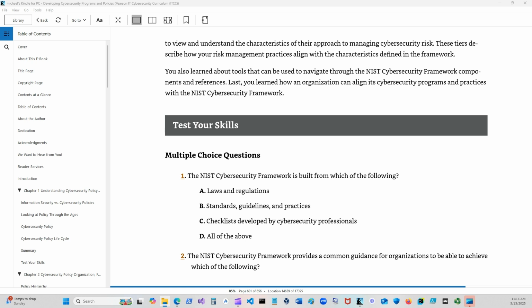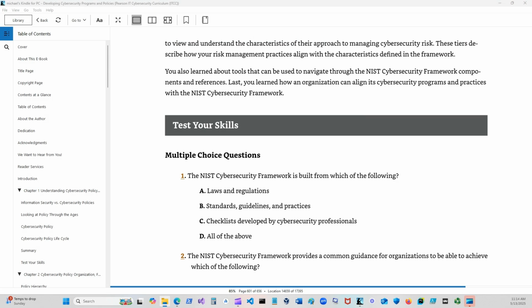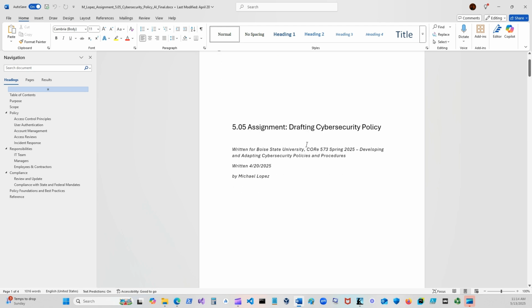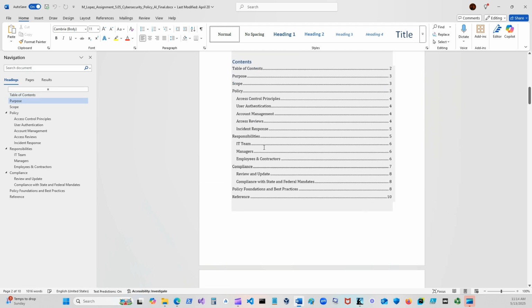Let me see. What is that? State versus federal. Oh, this is a discussion that I had. Anyways, let's see this one. I had ChatGPT help me make this one.